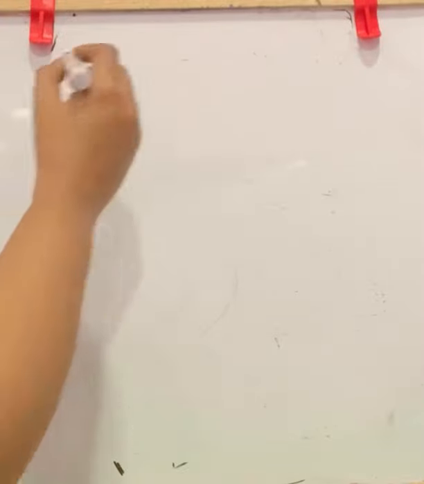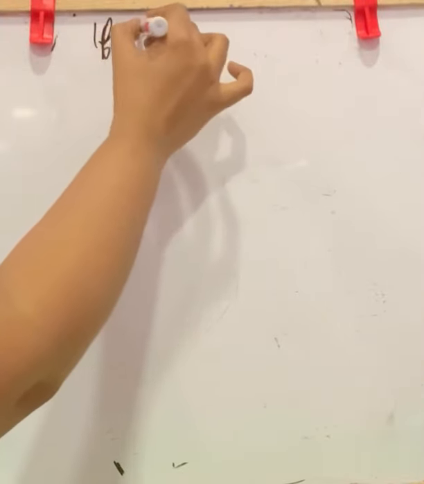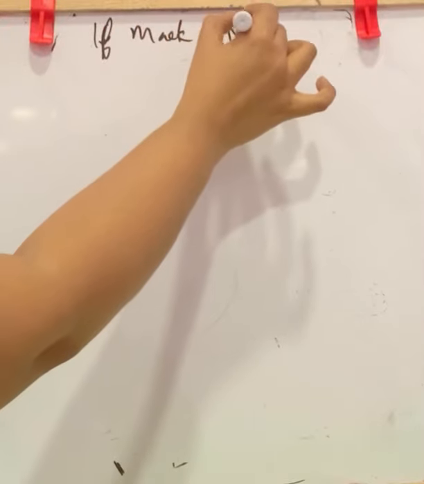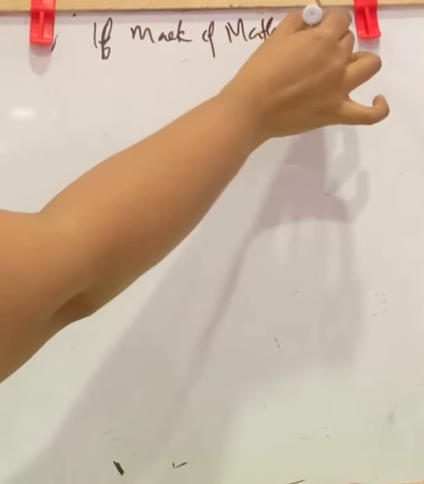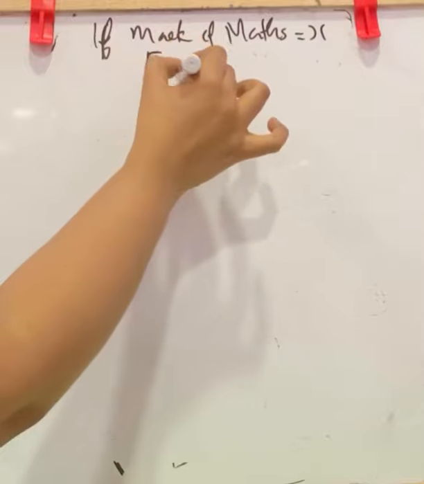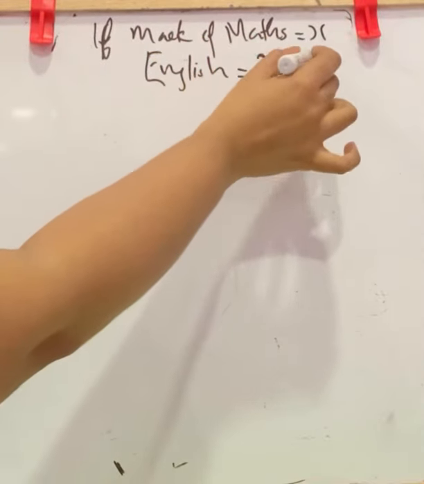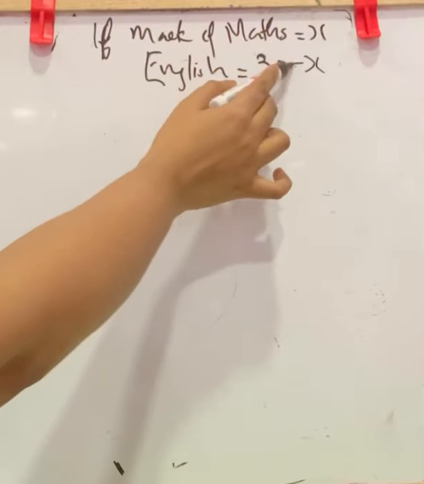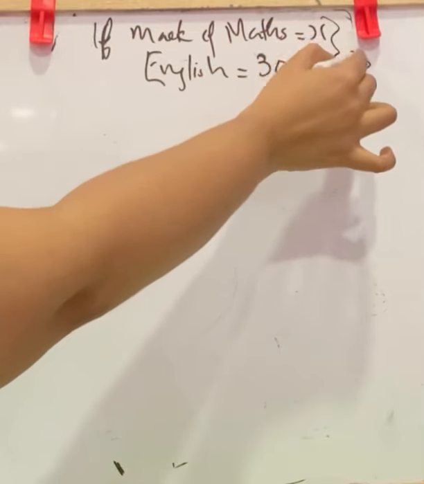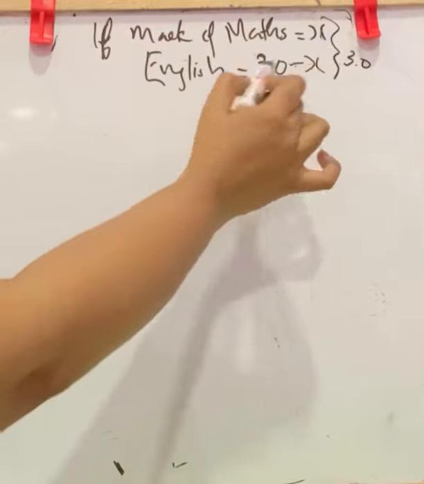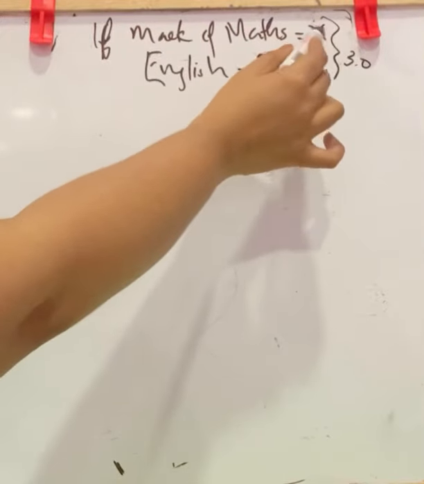So it is given that the sum of Shefali's marks in maths and English is 30. If the marks in maths be x, then the English marks will be 30 minus x, because these two subjects' marks sum to 30. If one is x, the other will be 30 minus x. Then only you will get the sum as 30.